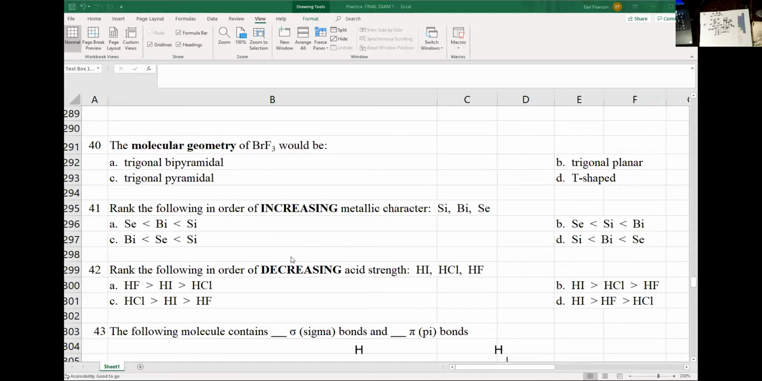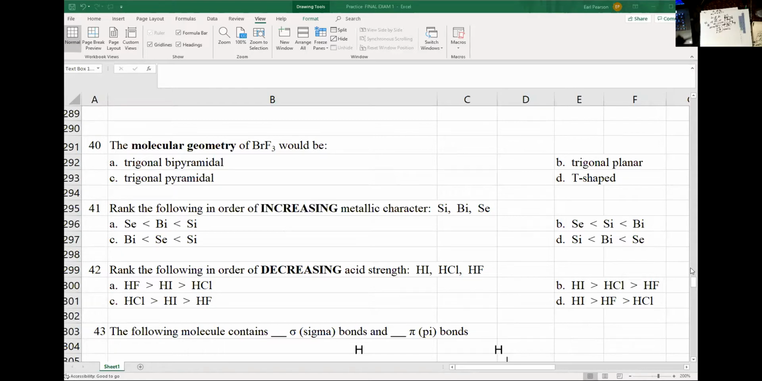Okay, so the weakest acid is HF. That'll be the one farthest on the right. That's either B or C, but HI would be stronger than HCl, so the correct answer is going to be B.